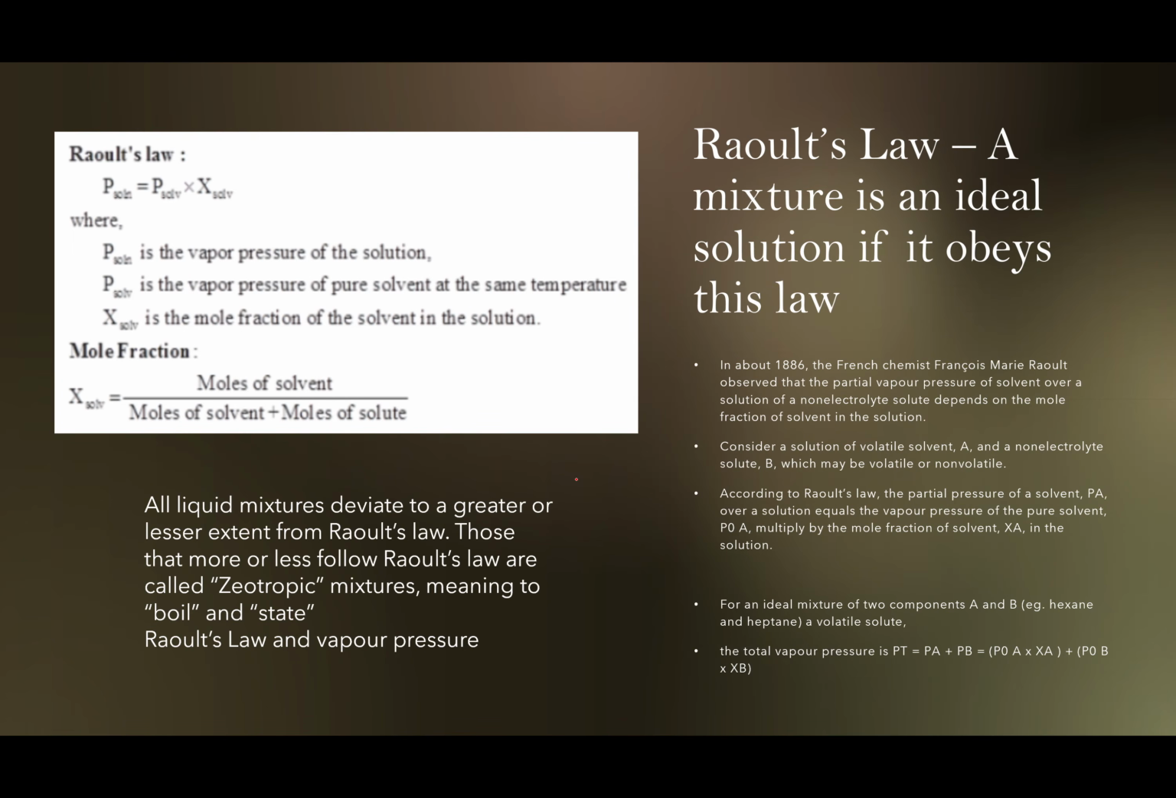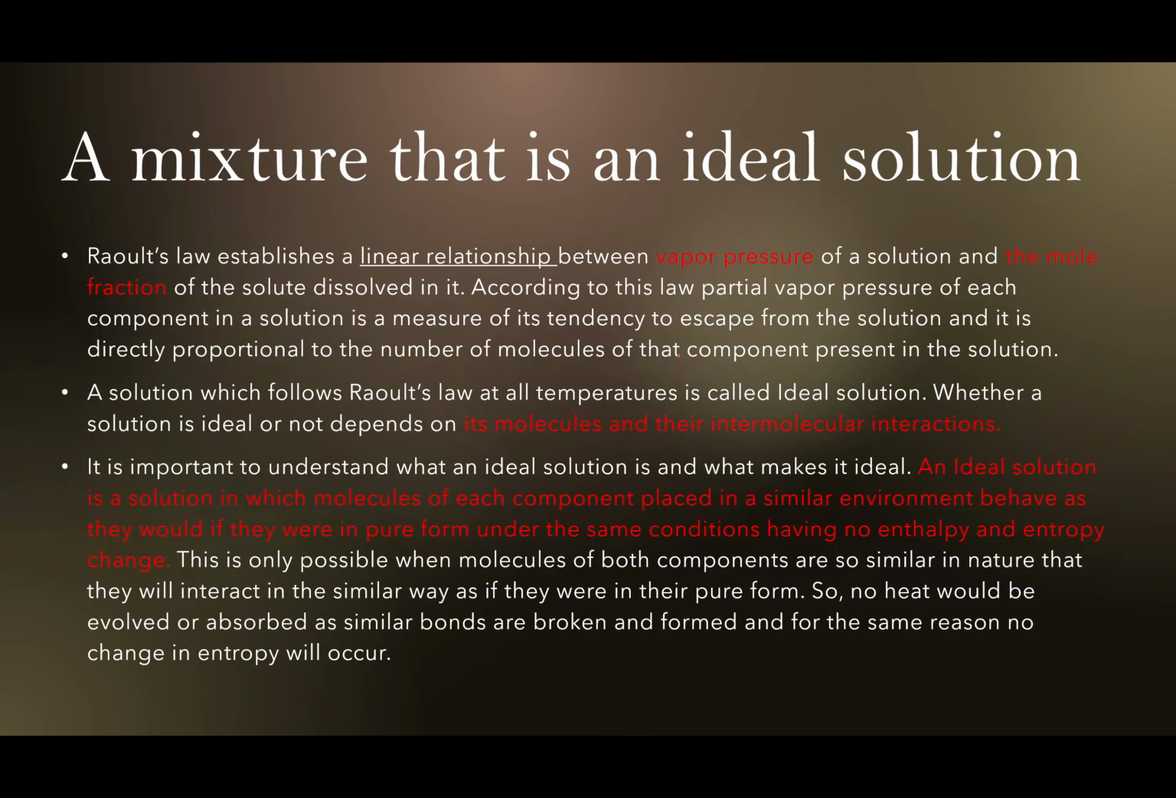All liquid mixtures deviate to a greater or lesser extent from Raoult's law. All of them. This is in ideal conditions. Those that deviate are called zeotropic mixtures, zeo meaning to boil and tropic meaning state. If you deviate, you can have zeotropic mixtures, and you're going to have the formation of some azeotropic mixtures as well. So let's have a look at a mixture that is an ideal solution.